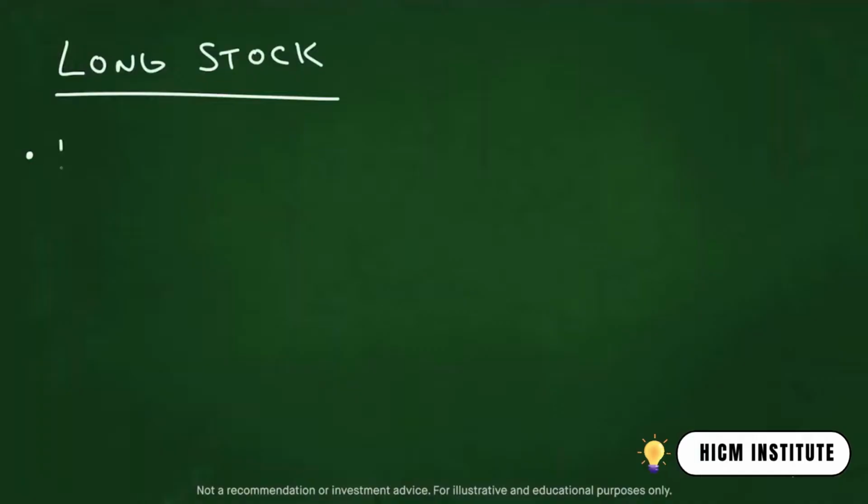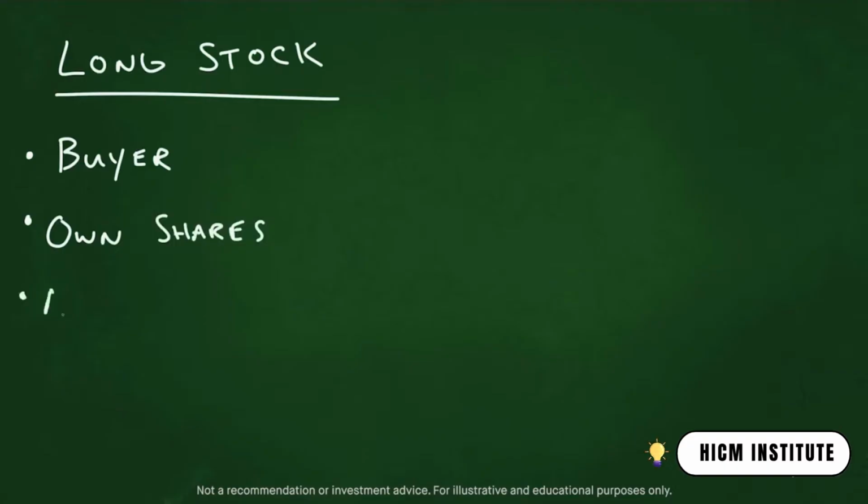So let's break down what it means as the buyer of stock to be, quote unquote, long stock. And what this means is that we were the buyer of stock, meaning we bought it. This means, of course, we own the shares. And many traders will refer to this as being long stock. So if you hear long stock, just think of it as someone who owns shares of the stock.